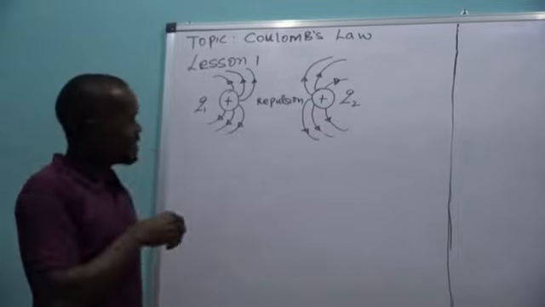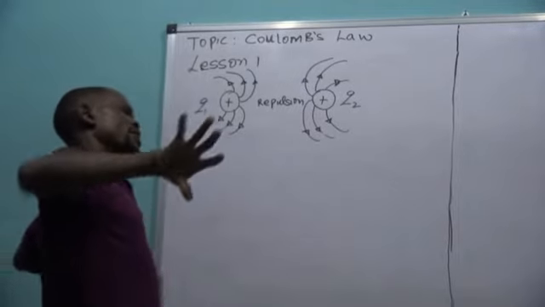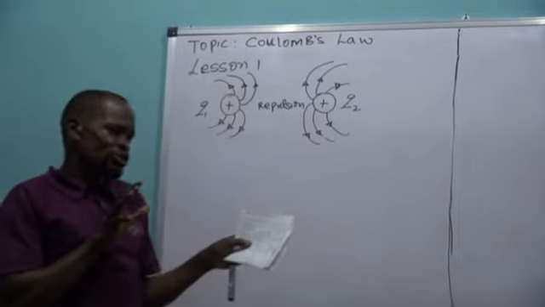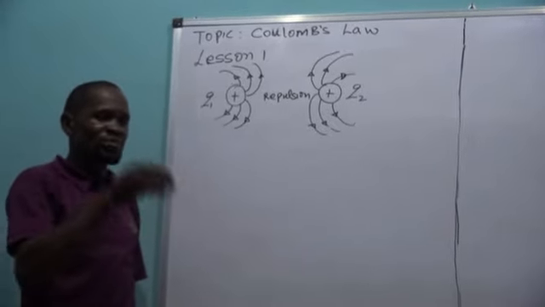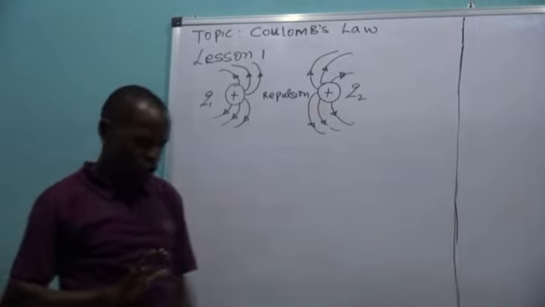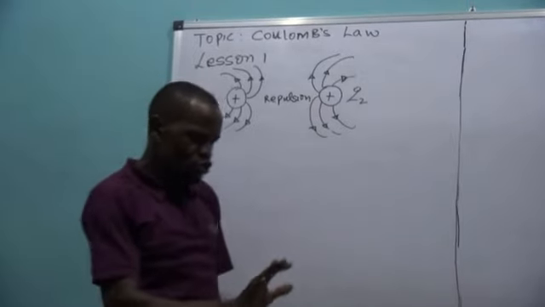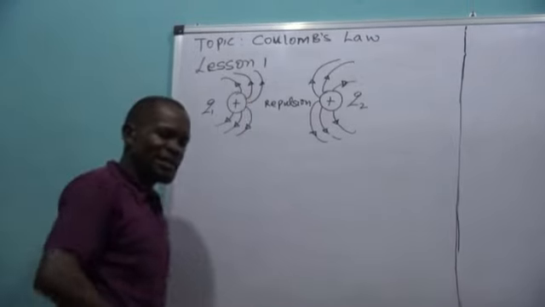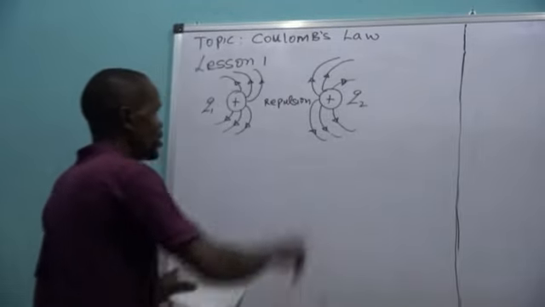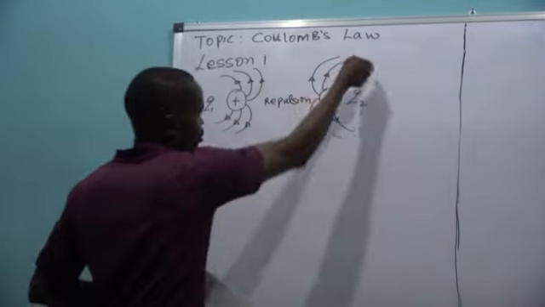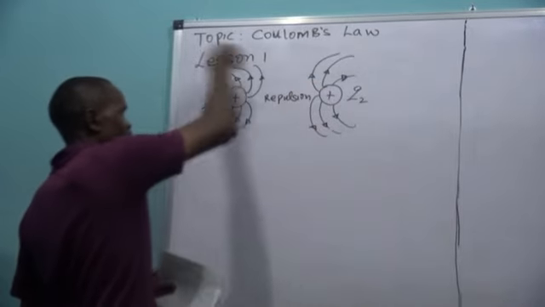So, look at it. There's a push away because they are like charges. Just as when you bring the north pole of a magnet near another north pole of a magnet, you will see that one magnet pushes the other away. Meaning there's a repulsion because of the field. This is the direction of the line of field.